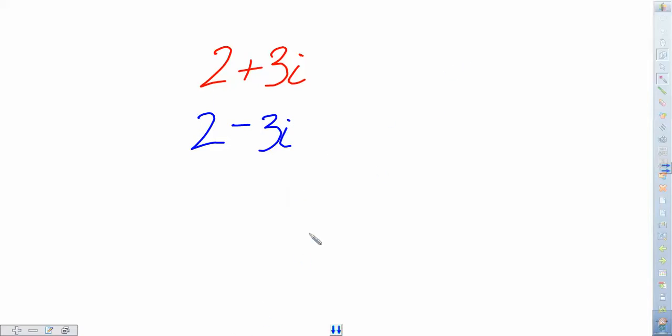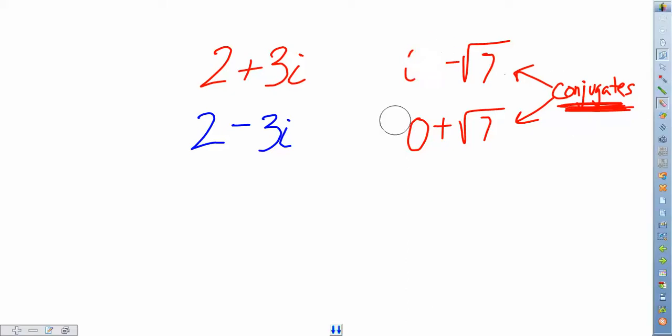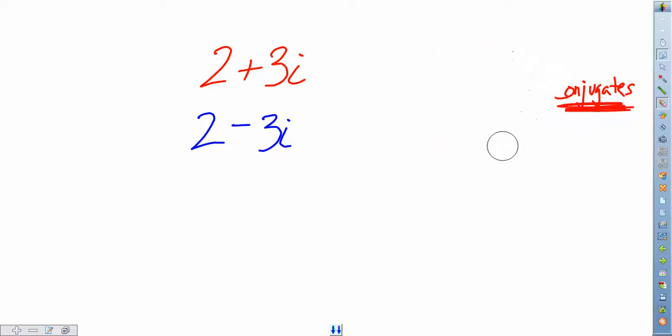Same would be true with radicals. If we had known that, say, a negative square root of 7 is a solution, then a positive square root of 7 is a solution because of those zeros that are in front. So what we called these in the math biz is conjugates. Here's what's so absolutely stinking awesome about multiplying conjugates together. And I will demonstrate this with something from chapter 5. Let's pick on these two guys.